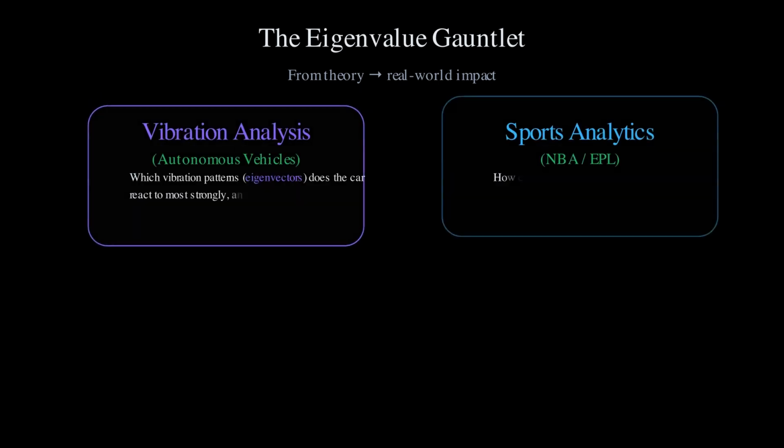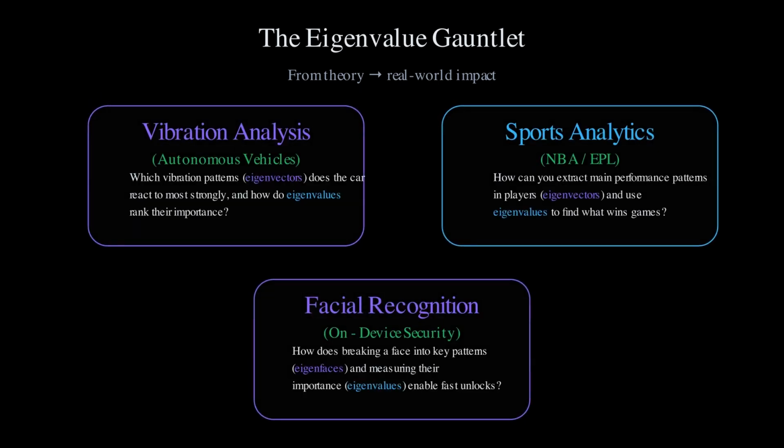You've built the tools: vectors, matrices, transformations, and eigeninsight. Now see how far they reach. Here are 3 real-world challenges. For each one, ask, which eigenvectors define the pattern? And which eigenvalues tell you what matters most?